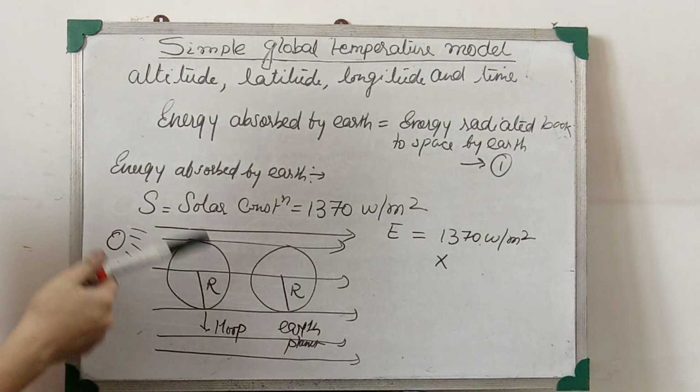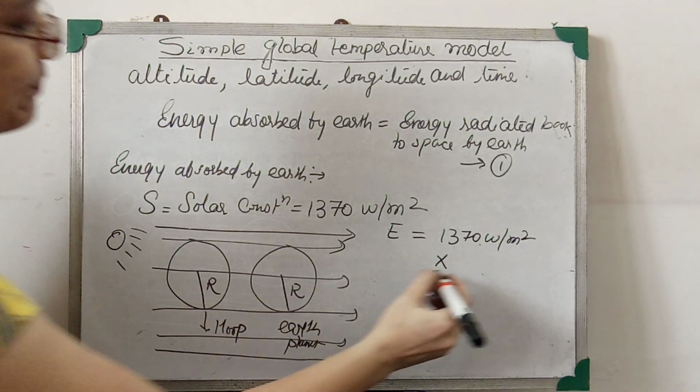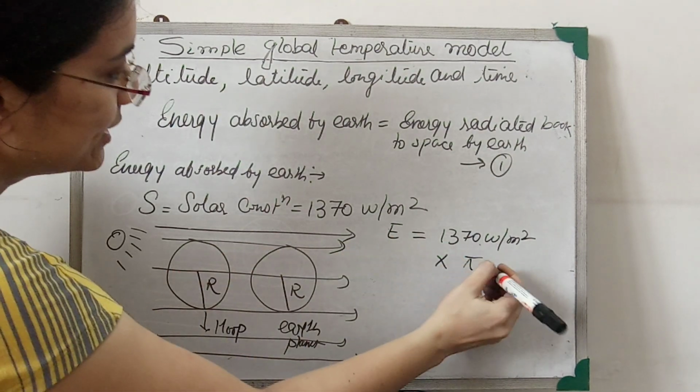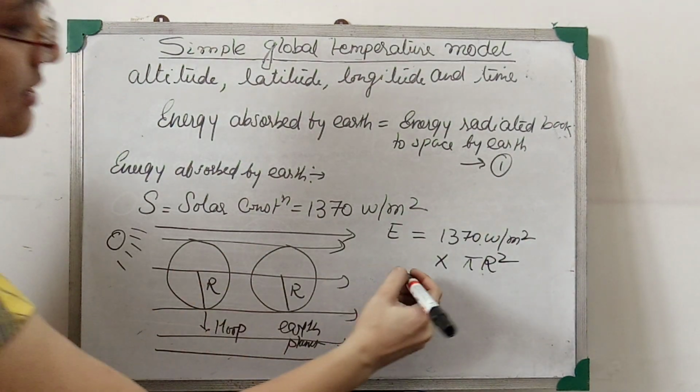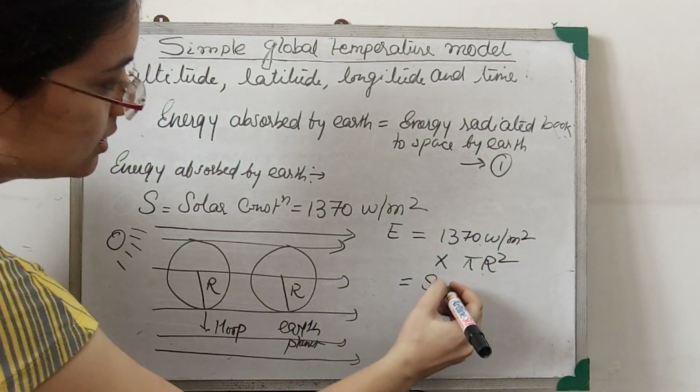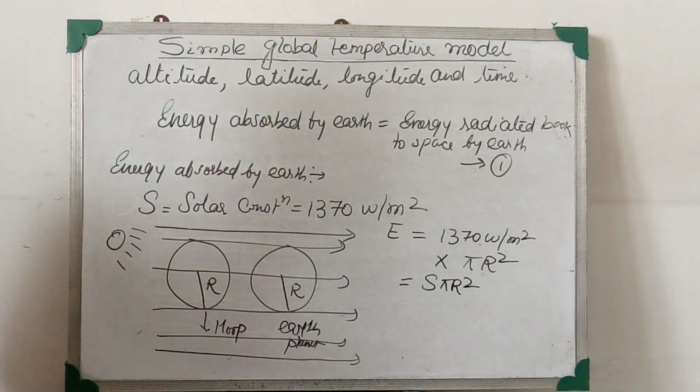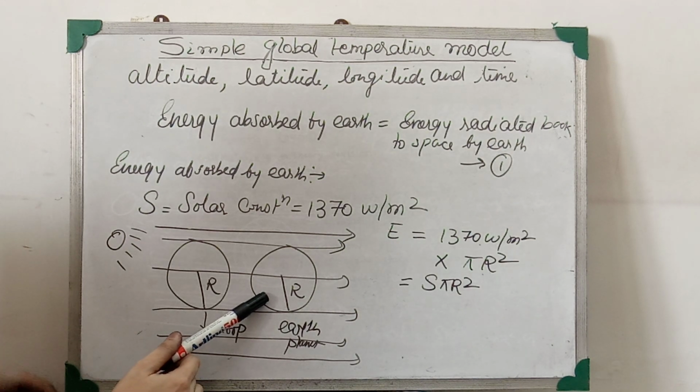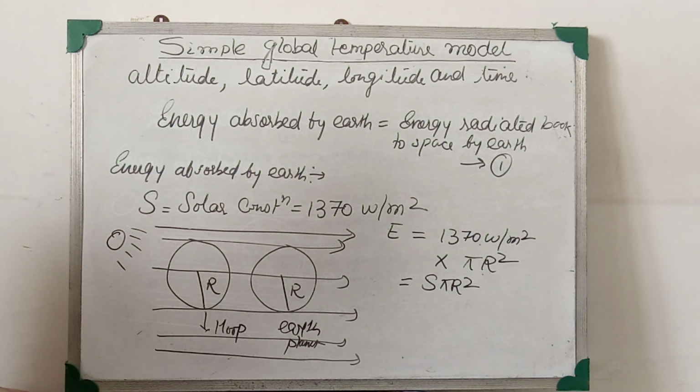So we can write the area of hoop. It is a circle, so area of circle is pi r square. Instead of the value, we can write simply solar constant pi r square. Further, it is proved that all the solar radiation that strikes over the surface of Earth planet is not going to be absorbed. A fraction of this solar constant is actually reflected back, and this is called albedo.